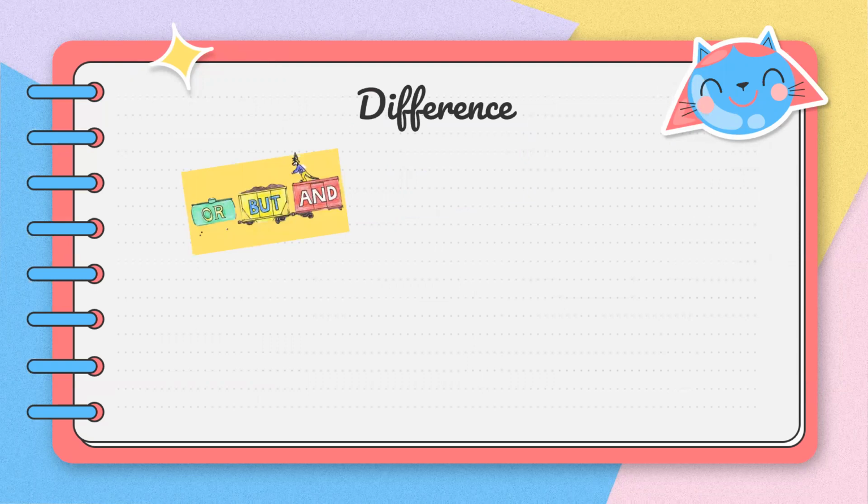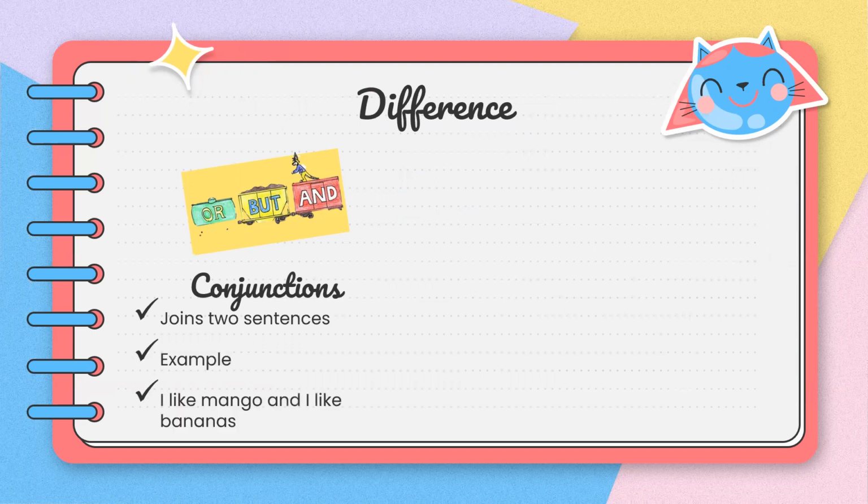When we talk about conjunction, we say that it joins two or more sentences together, or it joins two or more words or phrases together. For example, if I say I like mango and I like bananas, I'm combining the sentences I like mango, which is a sentence on its own, an independent sentence, and I like bananas, again an independent sentence. So I'm using a word like and in order to combine two independent sentences together. And so and becomes a conjunction and it becomes a single sentence.